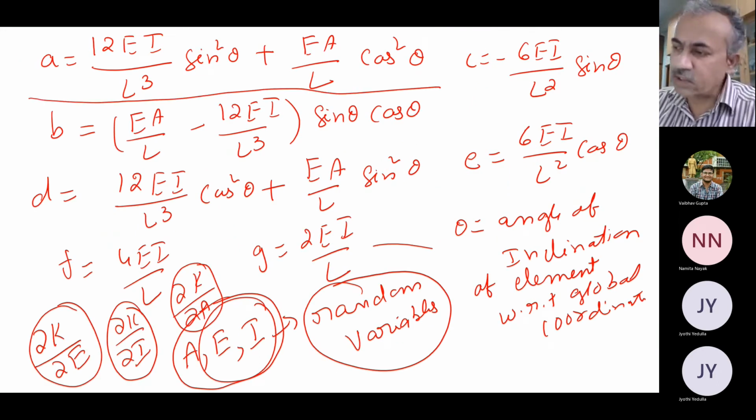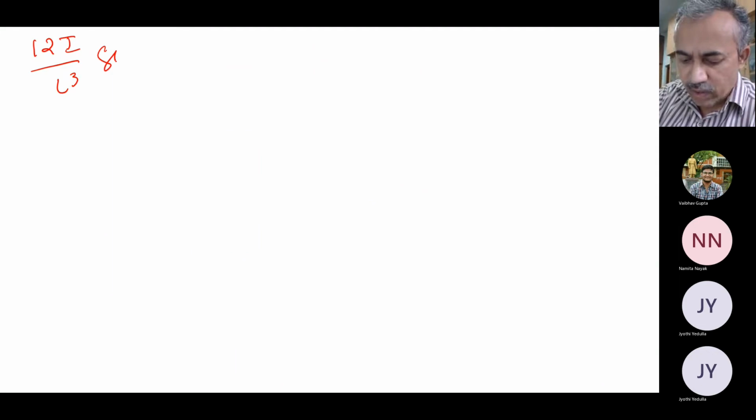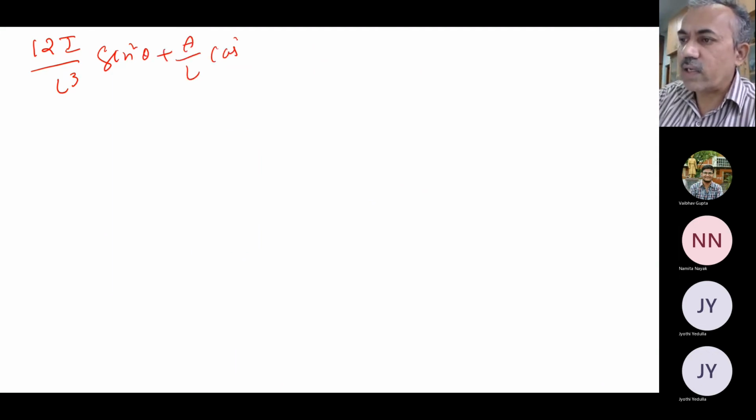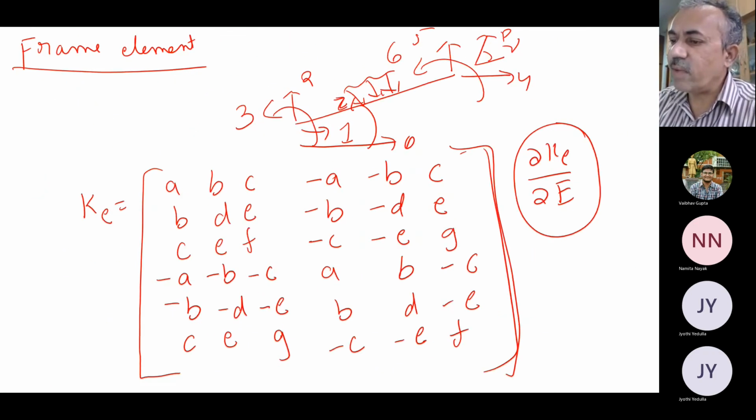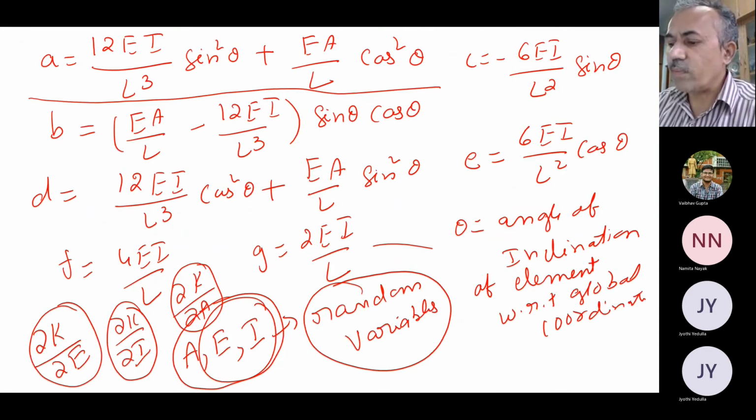So this simply becomes 12 I by L cube sin square theta plus a by L cos square theta. So this is dou small a by dou E. So you have to differentiate actually in this fashion all those elements, and then you have to form these type of matrices also. So you have to differentiate each and every element in the stiffness matrix with respect to the random variable. So this you have to compute actually.